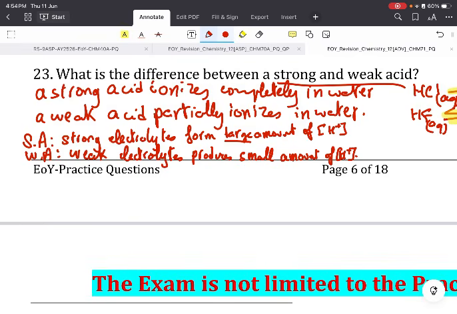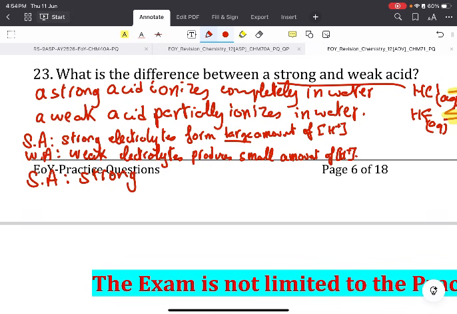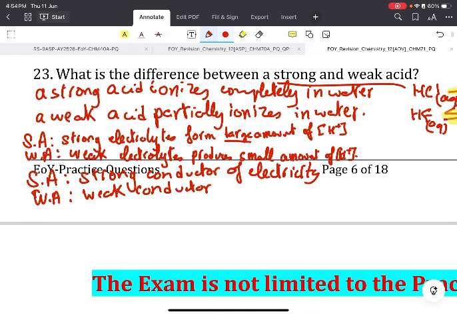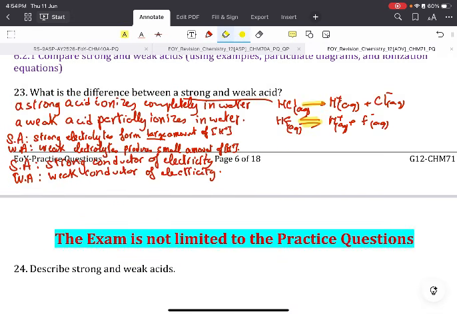Now, of course, when it comes to conductivity, a strong acid is a strong conductor of electricity, but a weak acid is a weak conductor of electricity. And all of these properties are related to the strong acid completely ionizing in water and the weak acid partially ionizing in water.